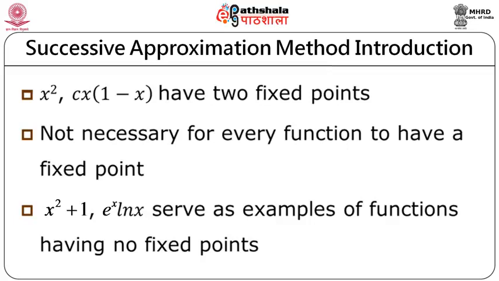So, our conclusion is that x square and Cx into 1 minus x had two fixed points. See, a function need not... the first question is whether each and every function has a fixed point. So, the answer is that each and every function need not have a fixed point, and as an example of this we have the function x square plus 1.